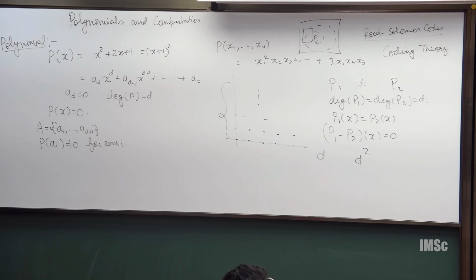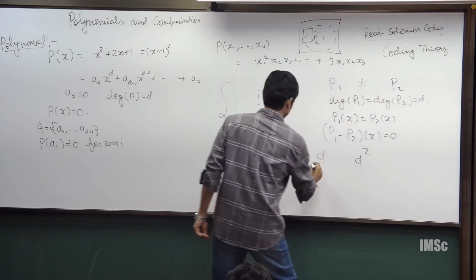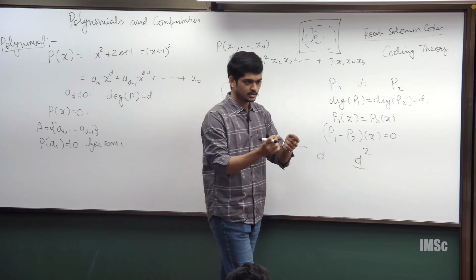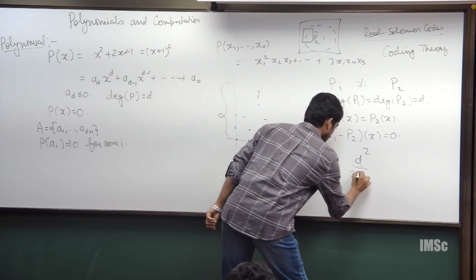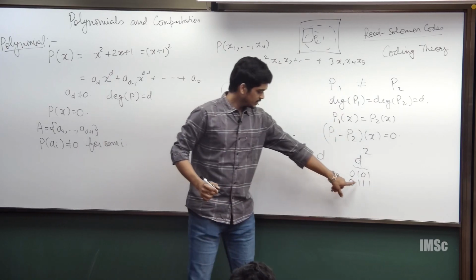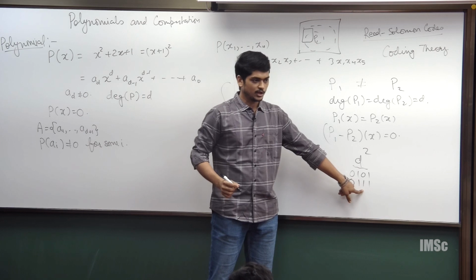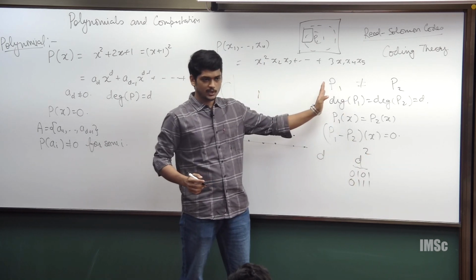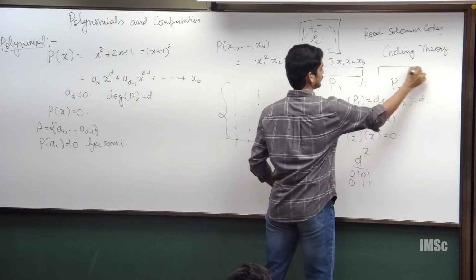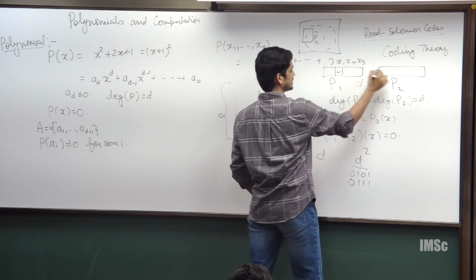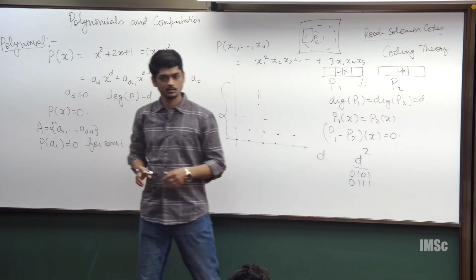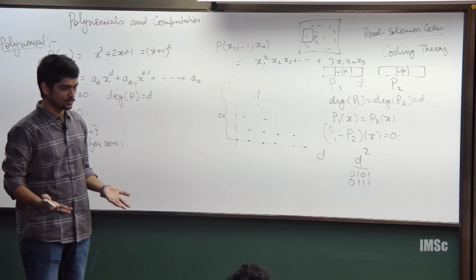So you start, let's say, with d square many points. Here the points may be very close to each other. One of them could be saying 0 1 0 1, one of them could be saying 0 1 1 1. They only differ at one position. But now when you look at the whole list of the values of the polynomial, there will be very few places where they actually match, and all other places they will not match. This is exactly what a code is supposed to do.